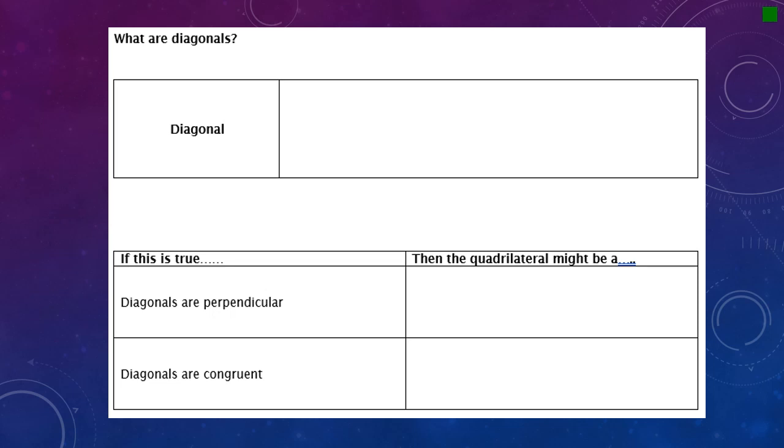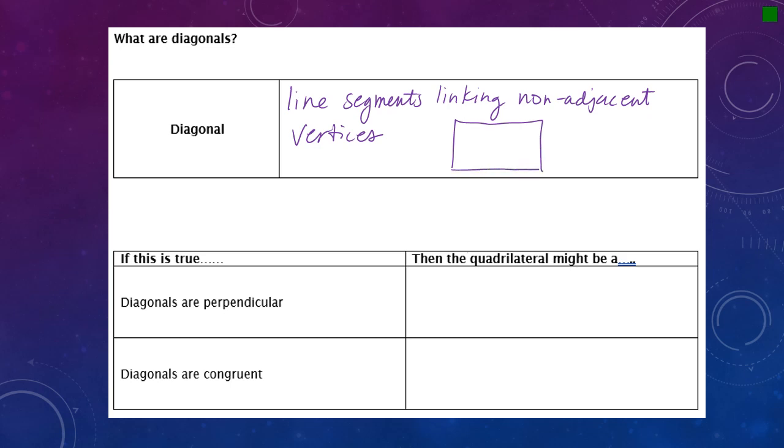Diagonals of a quadrilateral, specifically, are line segments that link, so line segments linking non-adjacent vertices. And what that means, I'm just going to draw a generic rectangle, and then I'll label it ABCD. The diagonals of ABCD, you would have to take each corner, and basically you're just going to the opposite corner.